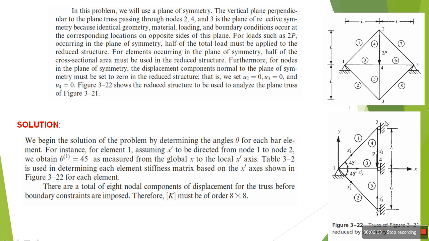So I will put here the displacement normal to the plane. Now you can see nodes 2, 4, and 3: the displacement here is 0. That is, set u2 = 0, u3 = 0, and u4 = 0. Figure 22, this one, shows the reduced structure to be used to analyze the plane truss of Figure 21.